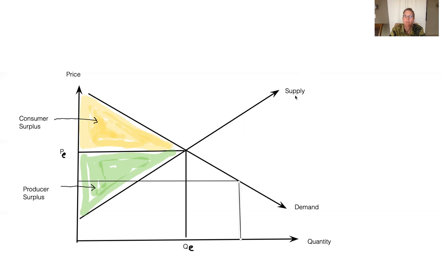So let's fill those in. We'll call this P sub W for the world price. And down here, we've got the Q sub W, the world quantity. So that's what is going to happen when the country opens up to international trade. The price is going to drop, and the quantity demanded is going to go up substantially.